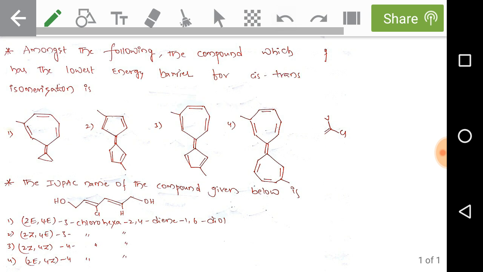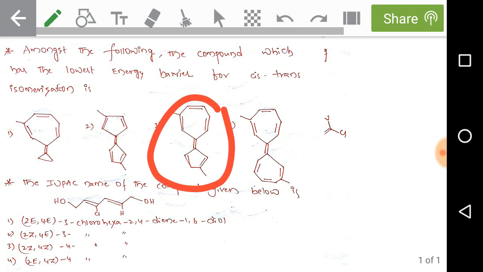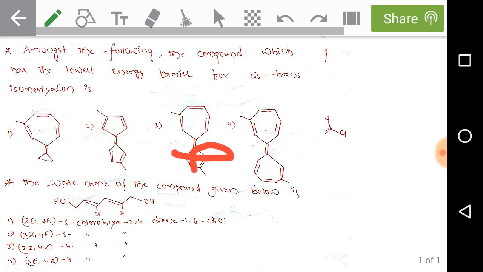As we know, whenever a double bond is there and a single bond is there between 2 carbons, a molecule containing a single bond can be easily rotated. That means the energy barrier is lowest for single bond molecules when we compare with double bond containing molecules. So in the given 4 options, the third one, where the 5-member ring tries to get a negative charge and the 7-member ring tries to get a positive charge, we can represent with a single bond between these 2 rings, the 5-member and 7-member rings with the positive and negative charges on them.